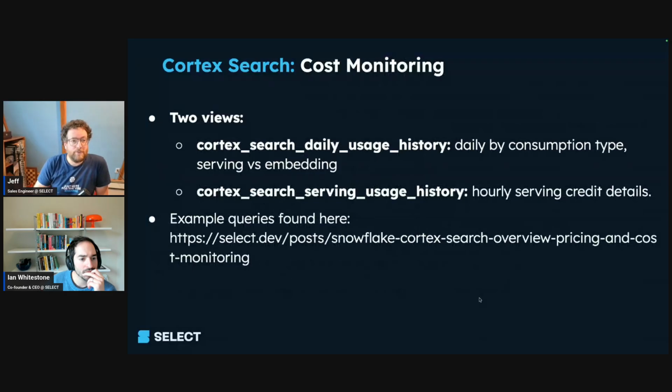Monitoring costs, they do give you two views, and the examples are found in the blog post. They give you a daily view by consumption type, serving versus embedding, so it's like a cost summarization view. And then they give you a detailed view, which is hourly serving credits. This is about as detailed as you would want it to be, I think. So it's how much you're paying per hour. If you have the thing on and off throughout the day, maybe you would want to see if anyone is resuming it and suspending it, etc.